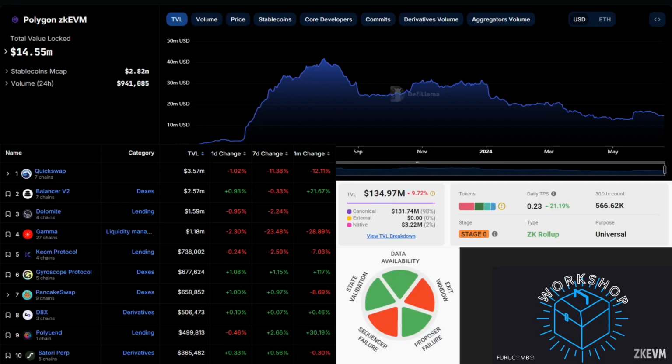And lastly, we're going to talk about Polygon zkEVM. Polygon zkEVM is a substantial decrease in the TVL compared to the others. We're only sitting at about 15 million at the present time. L2BEAT is showing 135 million, so 98% canonical. We see a very, very low TPS currently at 0.23, and we see a low transaction count as well compared to the others at 566K transactions.